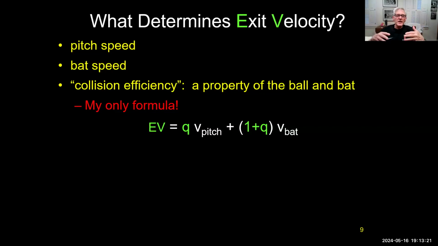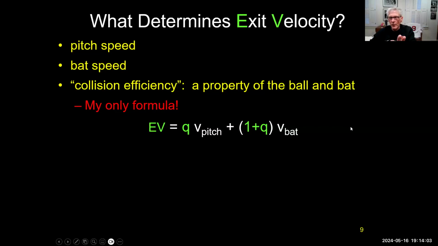Generically speaking, there are 3 ingredients to determining what that exit velocity is. And this is the only formula I'm going to show you in this talk, okay? You can actually talk about physics without a lot of formulas. Exit velocity, EV, is equal to this thing called Q, which I'll talk about in a second, times the speed of the pitch, plus 1 plus Q times the speed of the bat. So pitch speed matters, bat speed matters, and this factor Q matters. This is a property of the ball and the bat that I'm going to call the collision efficiency. It's a measure of how efficient that ball-bat collision is.